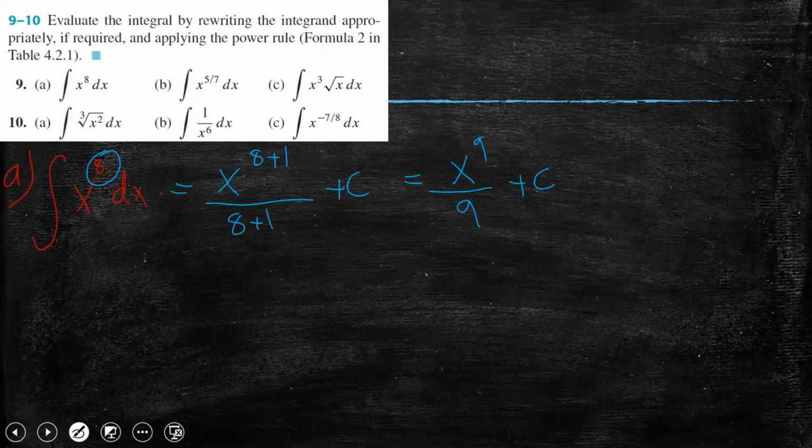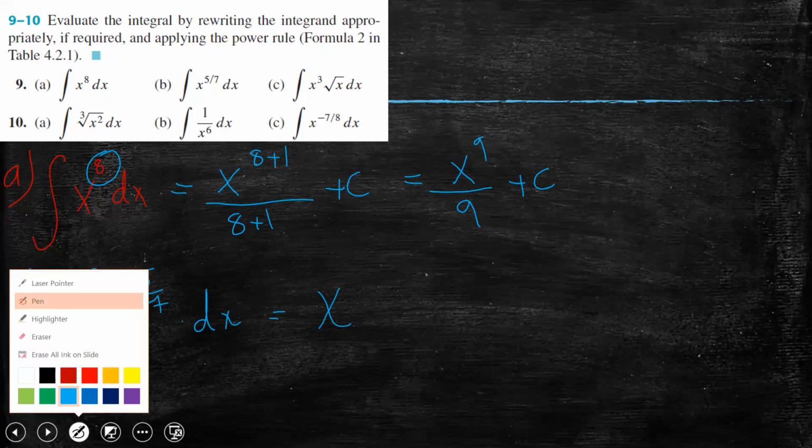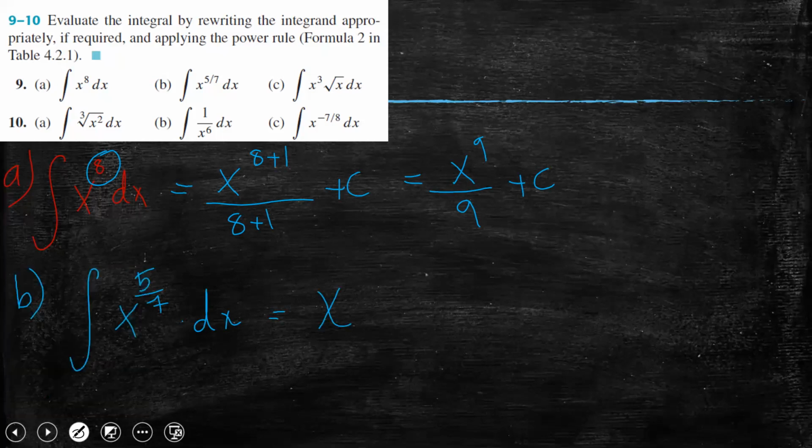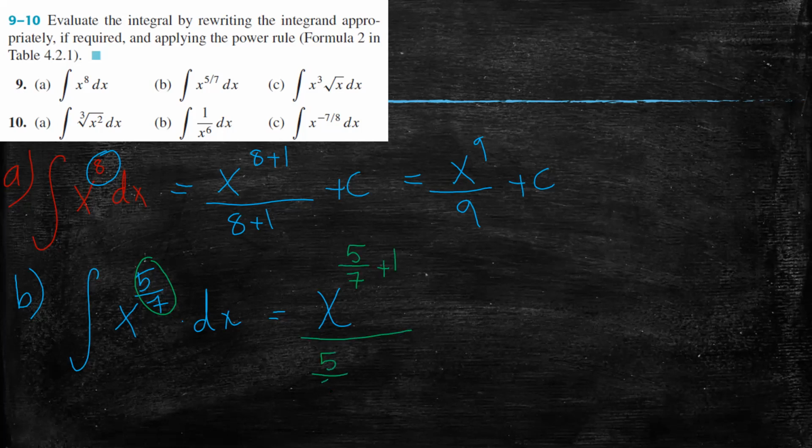The second one, b. The integration of x to the power 5 over 7 dx is x. Now here I have 5 over 7. The exponent here is 5 over 7. So what I have to do, I will add 1 to it. 5 over 7 plus 1 over 5 over 7 plus 1.